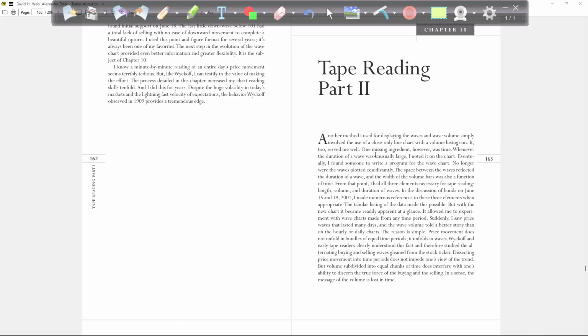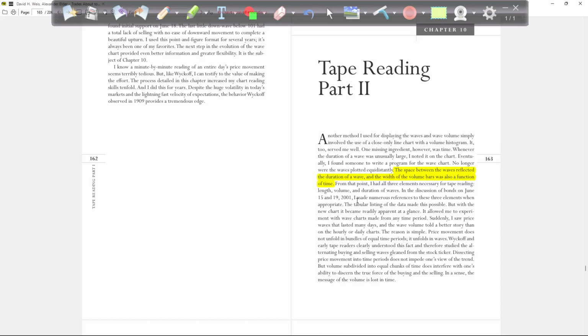Eventually, I found someone to write a program for the wave chart. No longer were the waves plotted equidistantly. The space between waves reflected the duration of a wave, and the width of the volume bars was also a function of time. That's quite important. From that point I had all three elements necessary for tape reading: length, volume, and duration of waves.